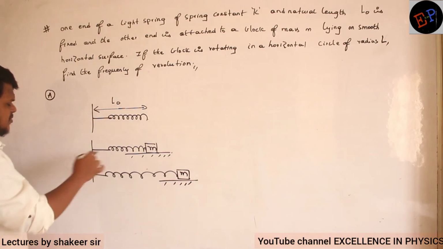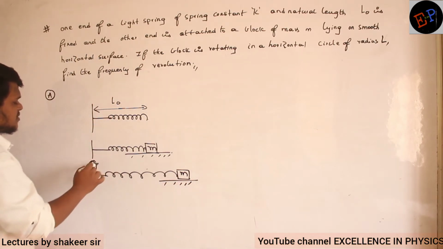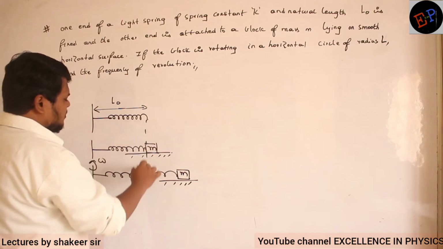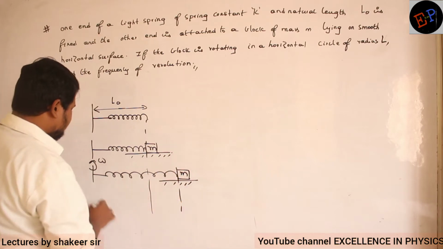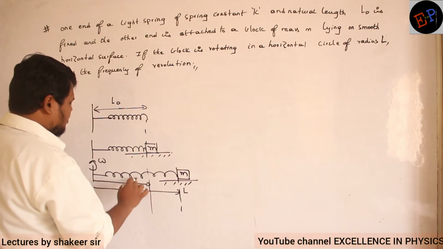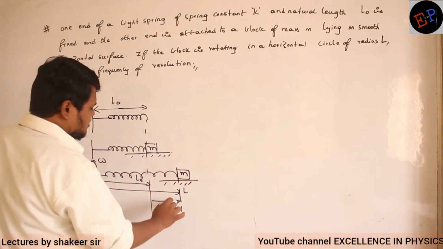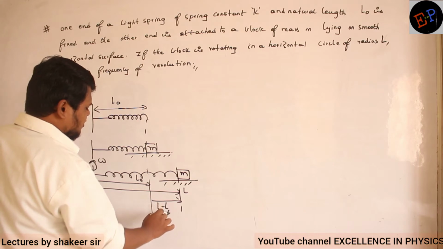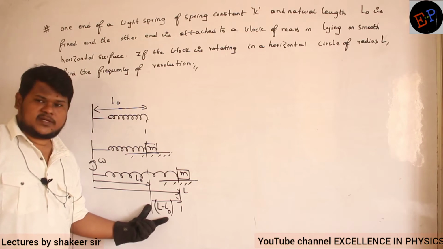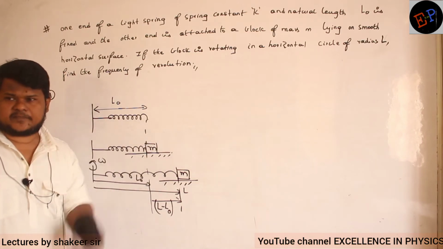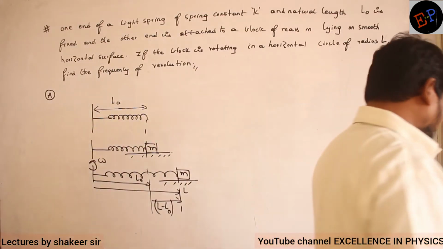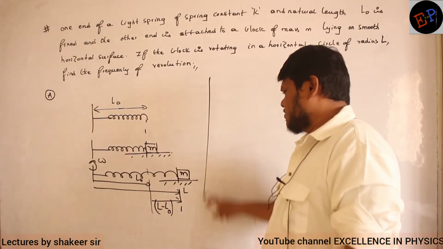Now it is moving in this circular path with a particular angular velocity omega. The original length was L naught, but the final length is L. So what is the extension produced? The extension produced is L minus L naught. The elongation produced in the spring is L minus L naught when the body started rotating. The question is, why should the spring elongate?